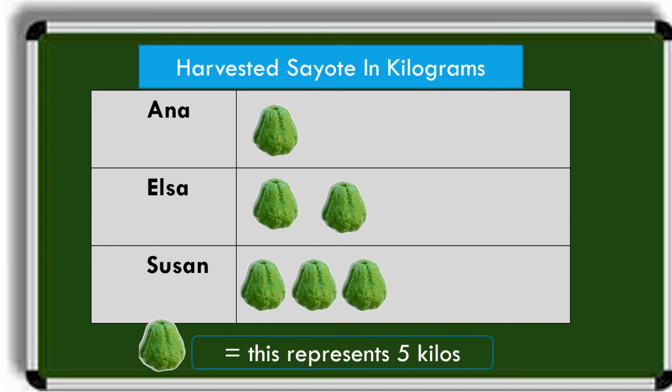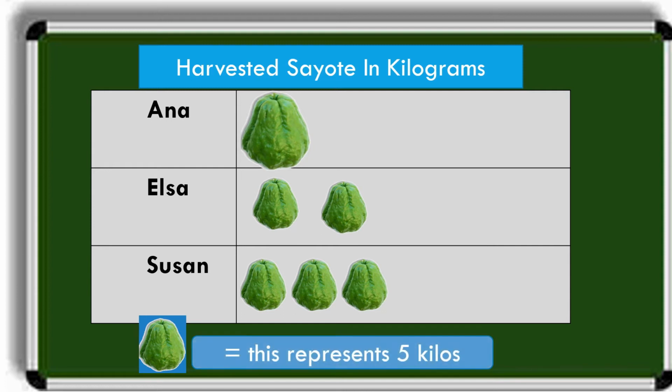Let's try to study the pictograph and solve the problem using the data presented in a pictograph with scales. By looking at the scale, Anna harvested 1 sayote. The scale shows that 1 sayote represents 5 kilos. To get the answer, we multiply 1 by 5. 1 times 5 kilos is equal to 5 kilos.